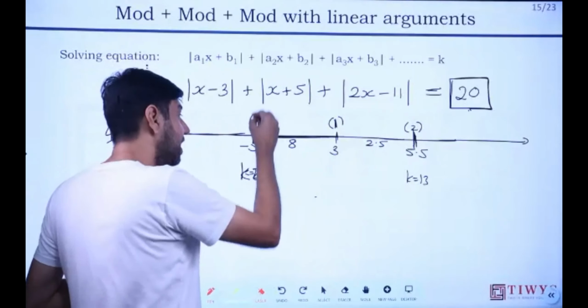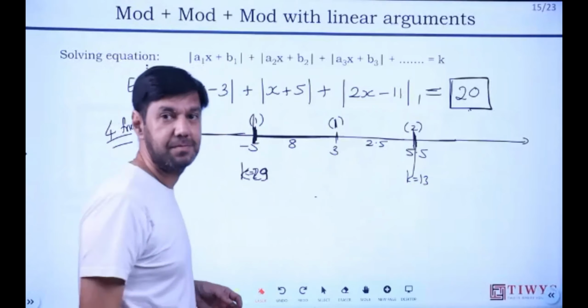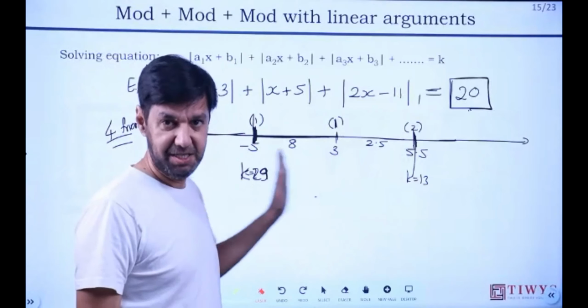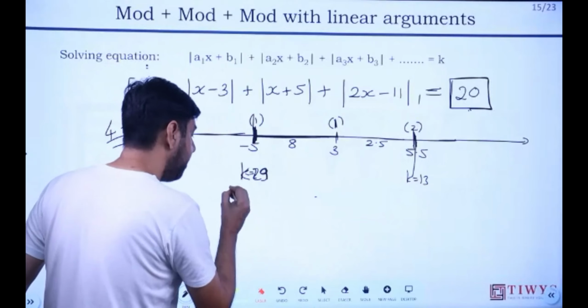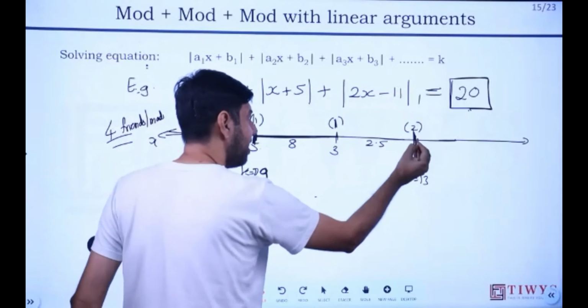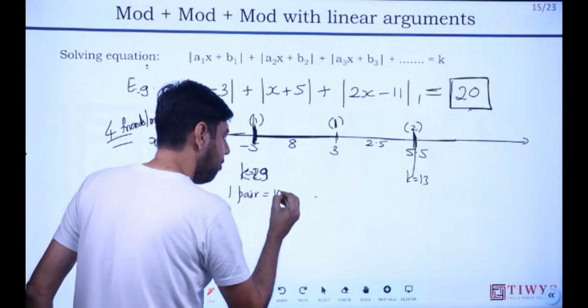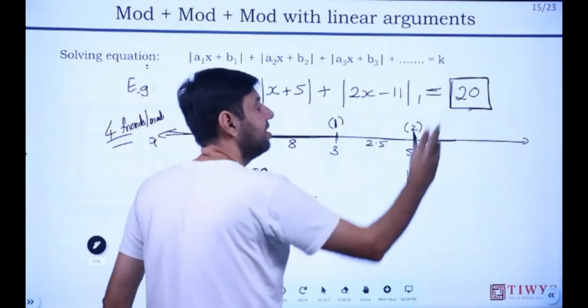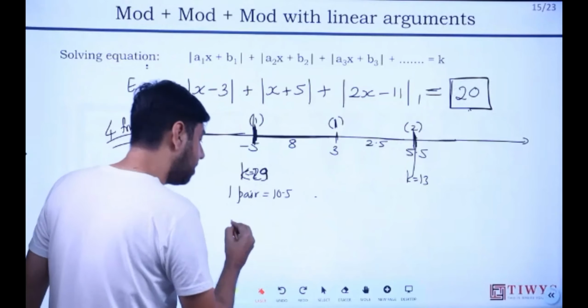Now take the end pair. एक end pair ले लीजिए, ठीक है? One pair. उनको कितना करेंगे वो? यहाँ से लेके यहाँ तक 10.5. उनको खत्म कर दीजिए 10.5. So what is left now?